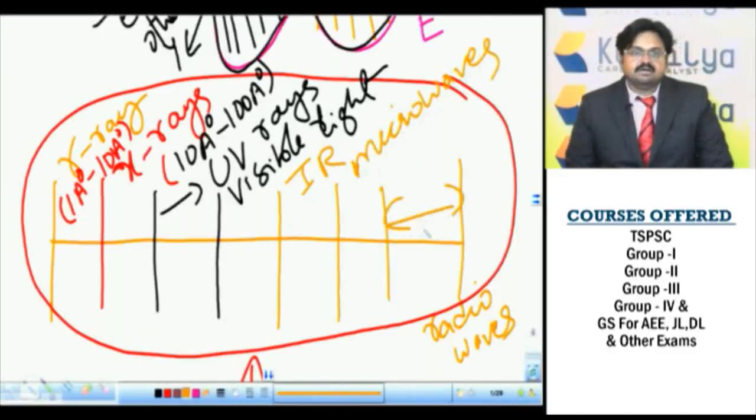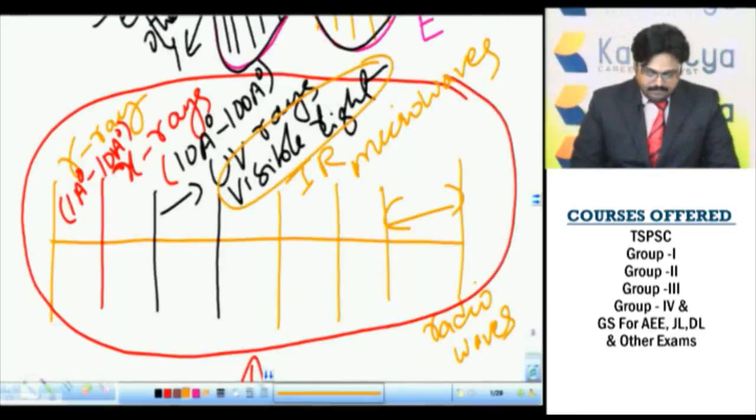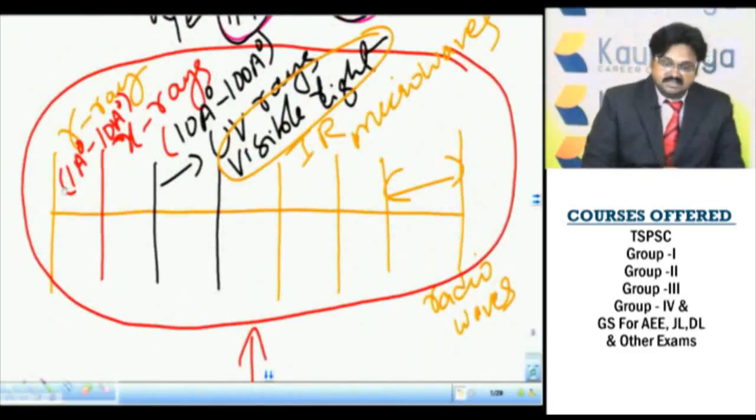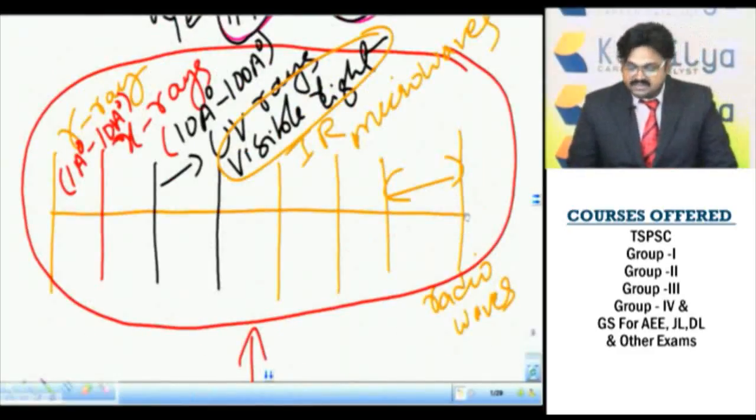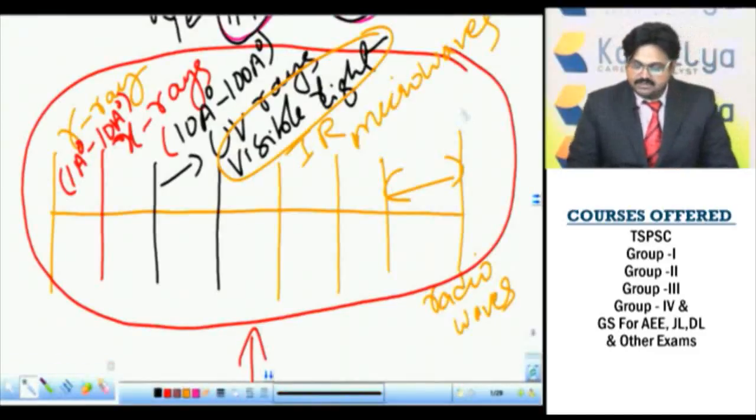Now radio waves have a larger bandwidth. Their range of wavelengths is very large. So this is a complete spectrum. It starts from 1 angstrom. I have said that the wavelength of the gamma rays is 1 angstrom, and the wavelength of the radio waves is of the order of meters. Yes, it is of the order of meters. So these are huge waves.